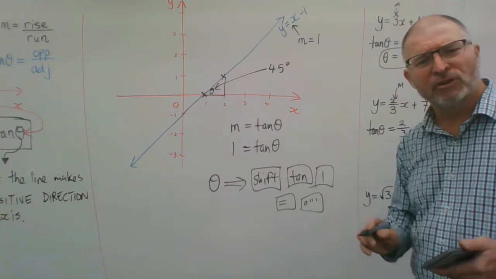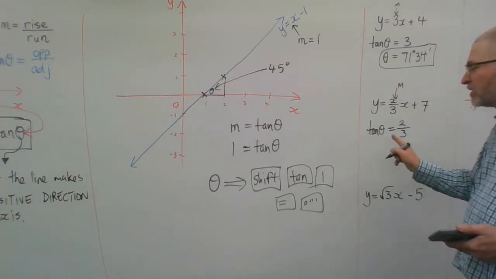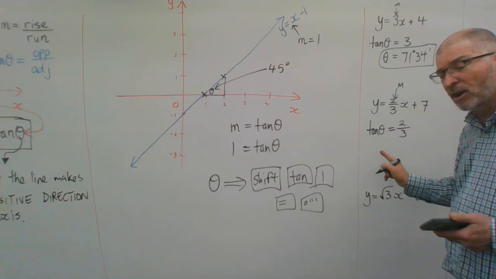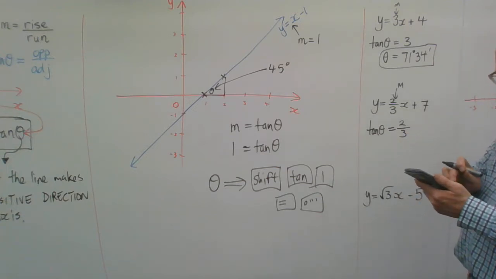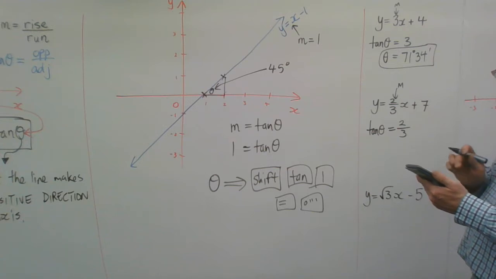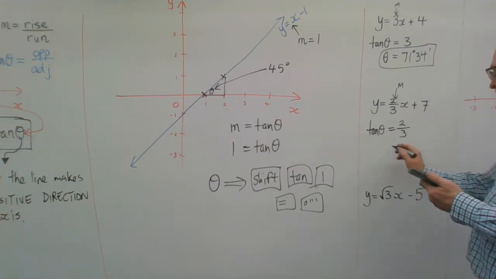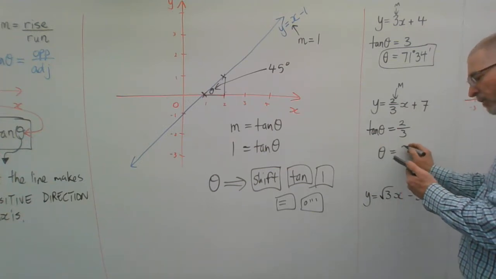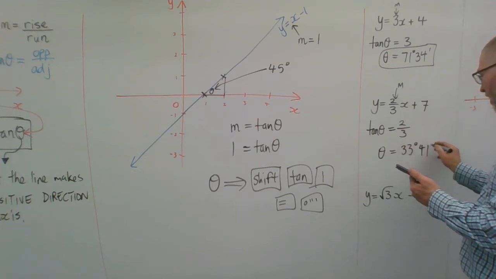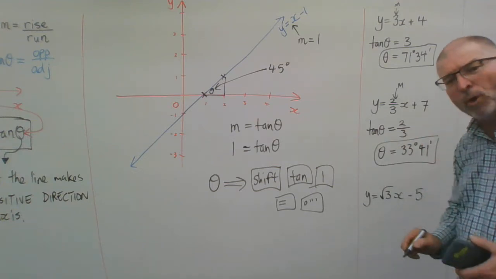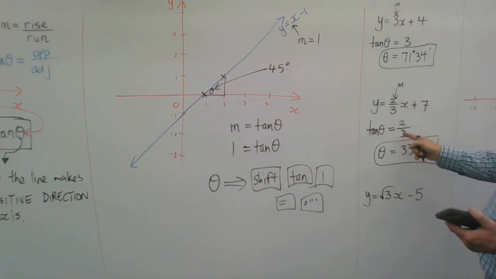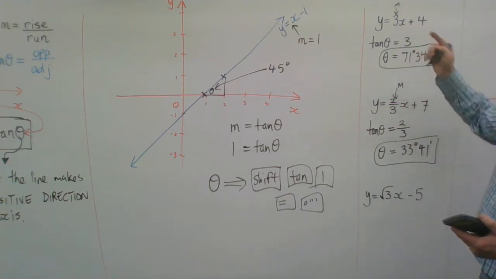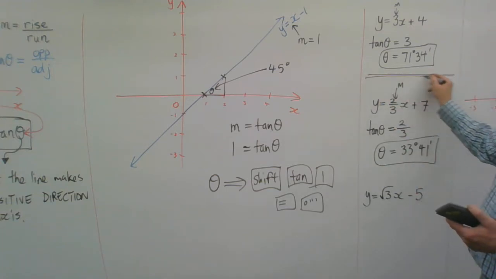So we need to press shift tan of 2/3. And we get that theta is equal to 33 degrees and 41 minutes. Oh, it's a bit bigger than what I thought it would be, but I knew it would be less than 71 because 2/3 is nowhere near the size of that gradient of 3.